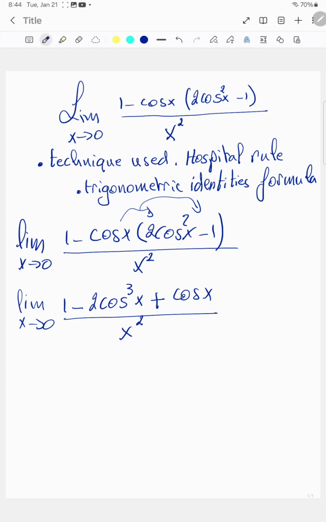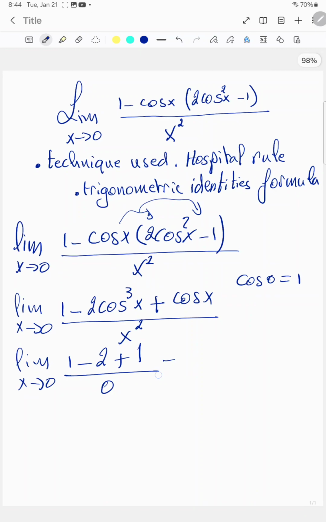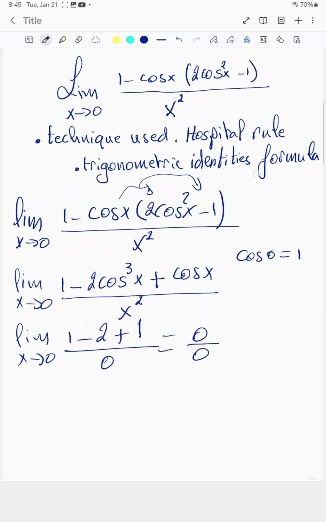So if I replace x by 0, I know cosine of 0 is equal to 1. So I will have the limit when x goes to 0, 1 minus 2 times cosine of 0, which we said is 1. 1 to the power of 3 is 1, times 2 times minus is minus 2, plus cosine of 0, which is equal to 1, divided by 0. But I have 2 minus 2, which is equal to 0, divided by 0, and it's indeterminate. So this is how I know that I have to use L'Hôpital's rule. When I have an indetermination, I have to use L'Hôpital's rule.